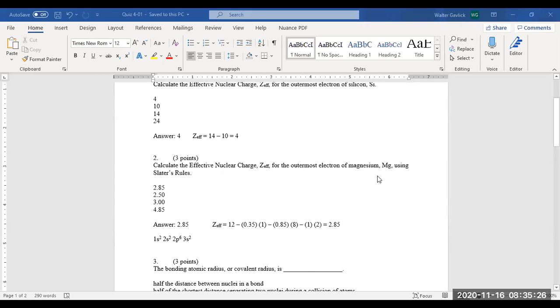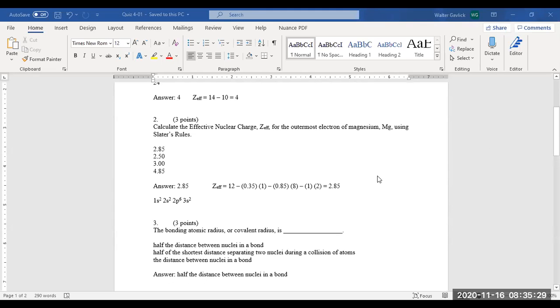The second question, calculate the effective nuclear charge once again. And this time is for the outermost electron of magnesium, but now you're going to use Slater's rules. And so with that, you needed to write out the electron configuration. So for magnesium, it's 1s2, 2s2, 2p6, 3s2. And its atomic number is 12. So it's 12 minus, so in other words, to get that shielding value, you needed to use the Slater's rules.